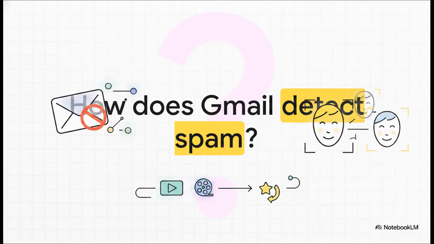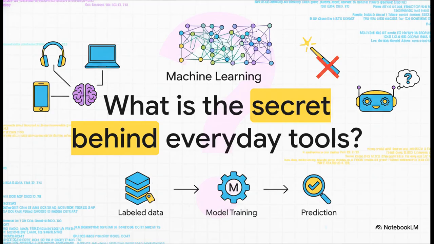We interact with these features every single day, completely taking them for granted. But what is actually going on behind the scenes to make the whole shebang happen? Well, the secret behind these everyday tools isn't magic, even though, let's be honest, it sometimes feels like it. The real answer is machine learning, and specifically, a very common, super powerful type of it called supervised learning.